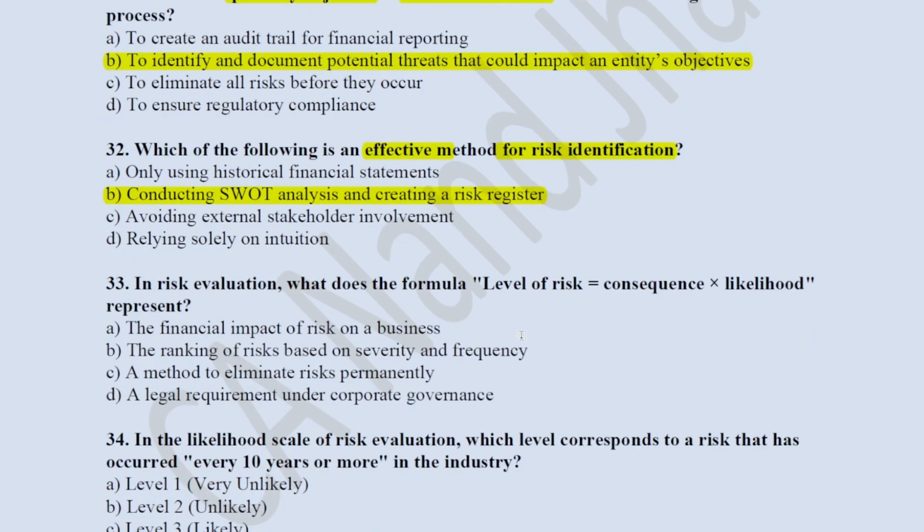In risk evaluation, what does the formula level of risk equals consequences times likelihood mean? The financial impact of a risk on a business; the ranking of risk based on severity and frequency; a method to eliminate risk permanently, no; a legal requirement under corporate governance, no. So the answer would be B.